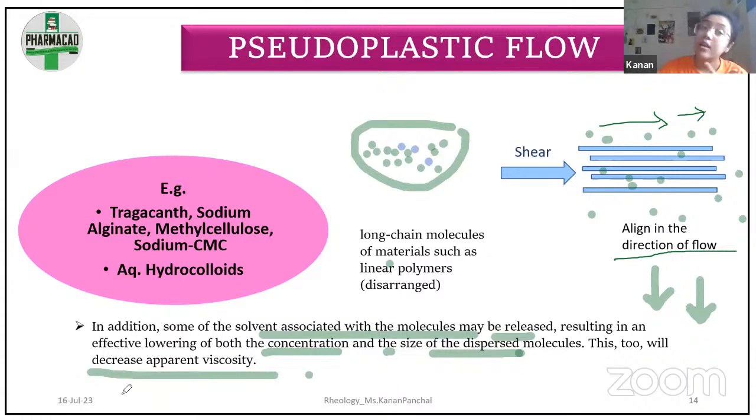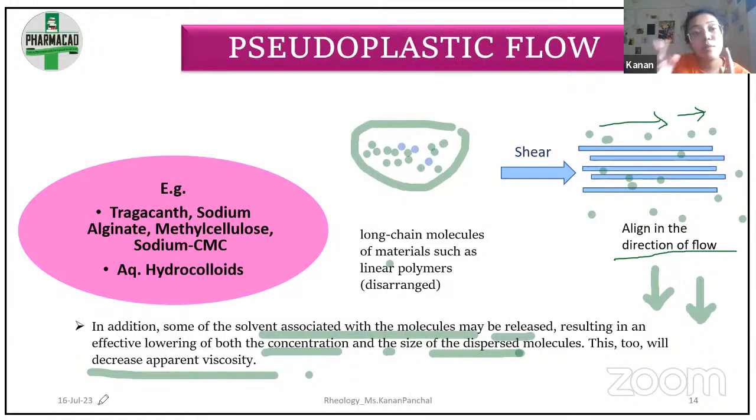So that is why after a point, as you apply shear, you are releasing more and more vehicle or dispersed molecules. You're bringing it more and more into the system. You are decreasing the viscosity more and more. And when you decrease the viscosity, the flow is naturally going to increase in that system. So that is why these systems are called pseudoplastic flow.